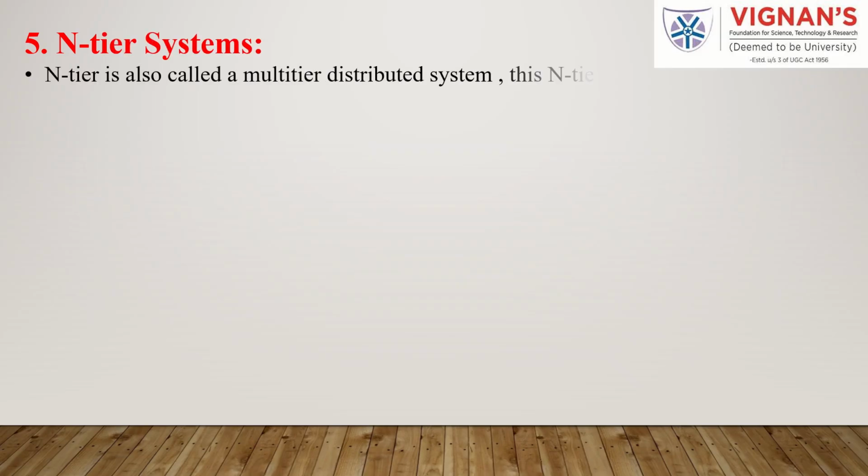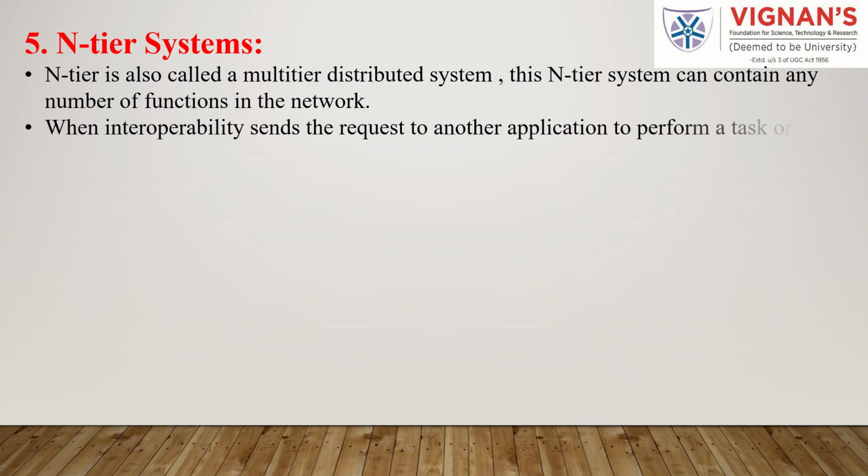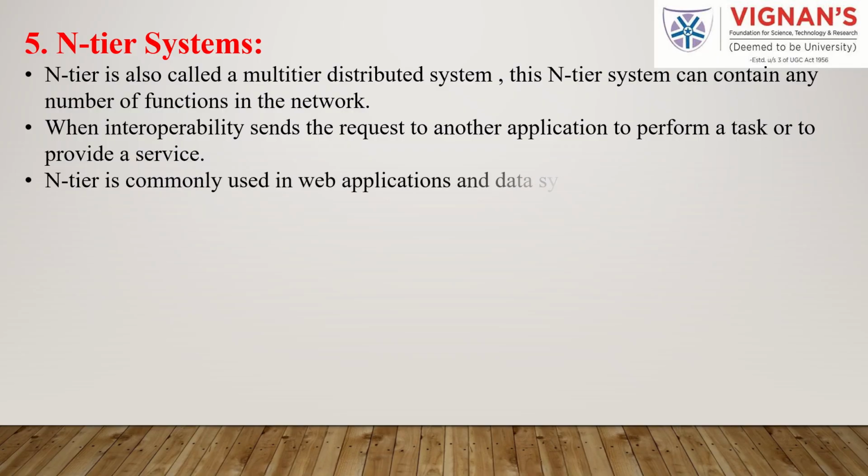N-tier systems. N-tier is also called a multi-tier distributed system. This N-tier system can contain any number of functions in the network. An application sends a request to another application to perform a task or to provide a service. N-tier is commonly used in web applications and data systems.